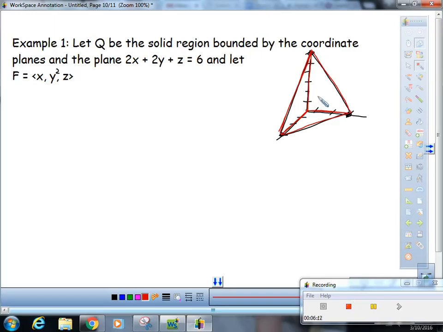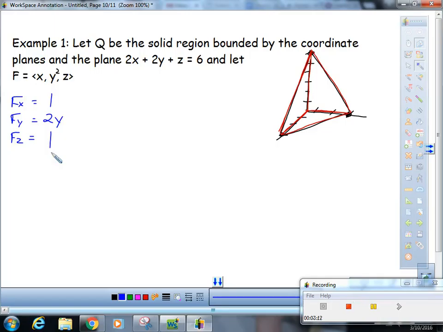If we wanted to do it with surface integrals, how many surface integrals would we have to calculate? 4. So that's the whole point of this. We're saving ourselves from having to do that. Does that make sense? Okay, so the easiest way to write your bounds, well, let me get started with a couple things. We should find f sub x, f sub y, and f sub z. That's going to be 1, 2y, and 1.